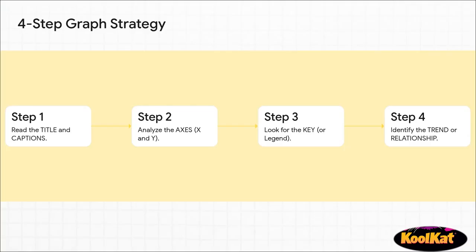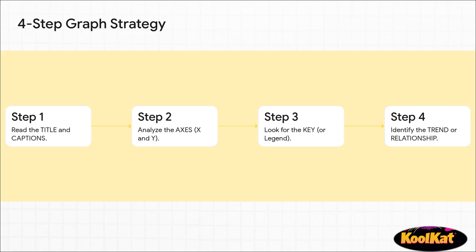So here it is. This is your secret weapon for every single graph you see. Before you even look at the multiple choice answers, you do these 4 things. First, read the title. It tells you what the whole thing's about. Second, look at the axes, the x-axis on the bottom and the y-axis on the side. What are they measuring?